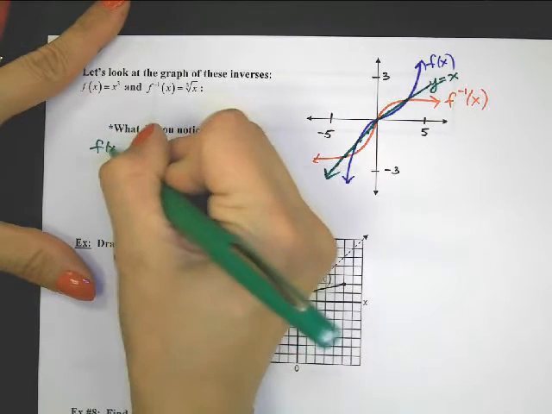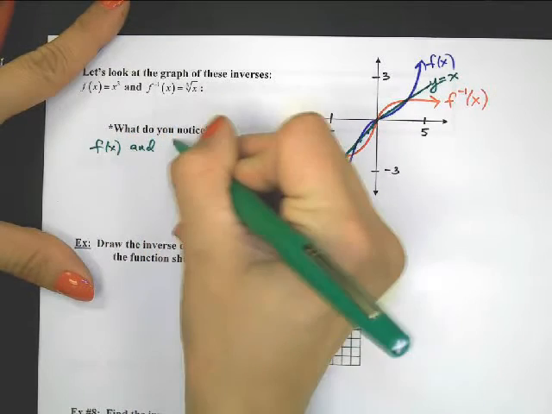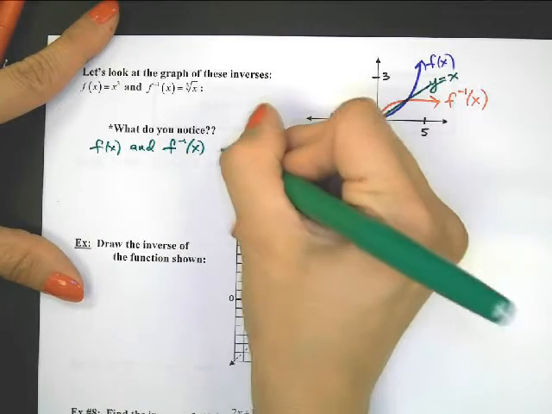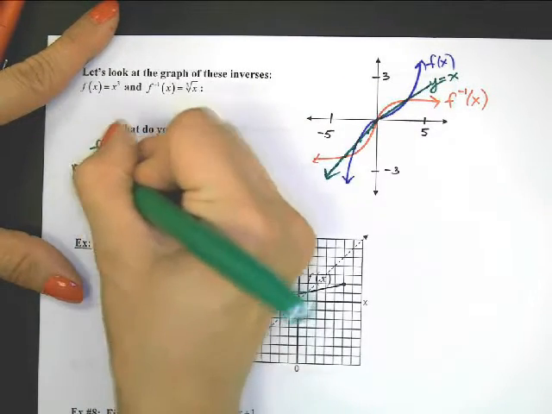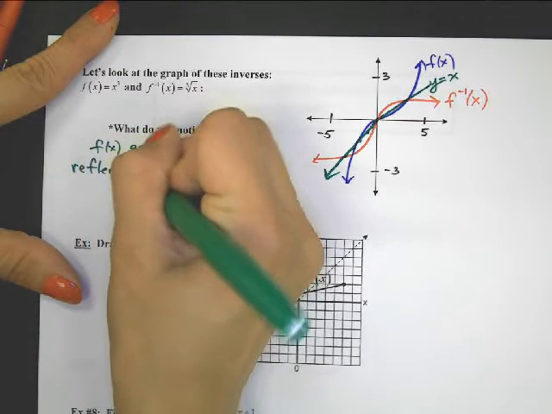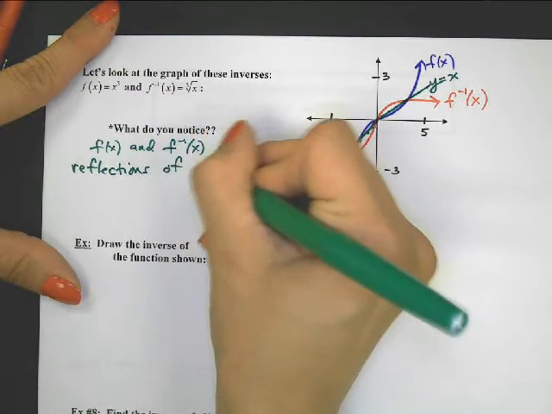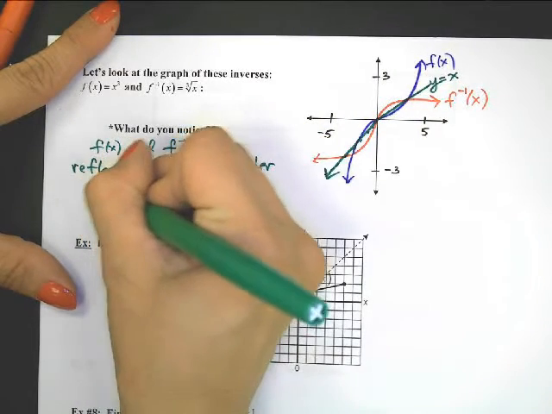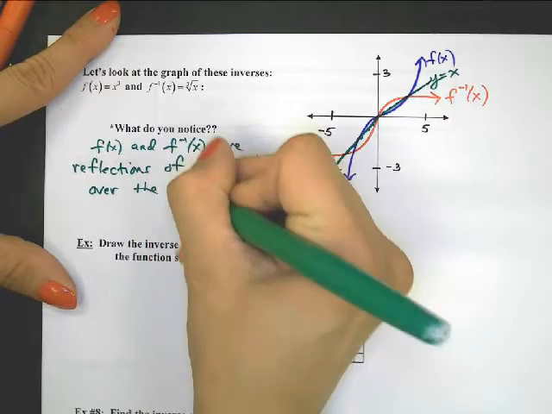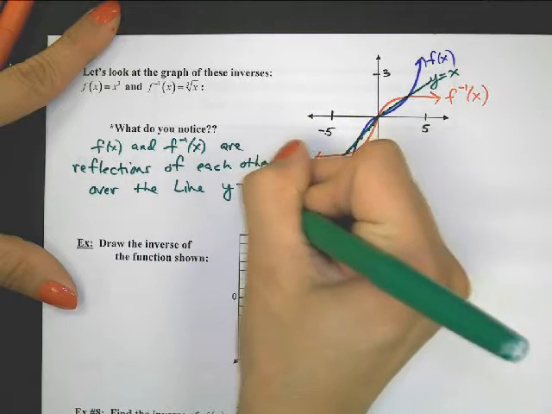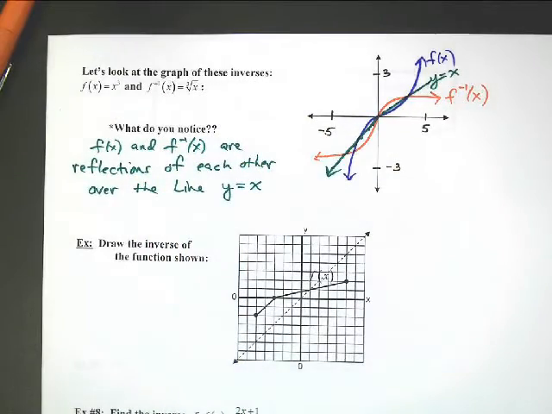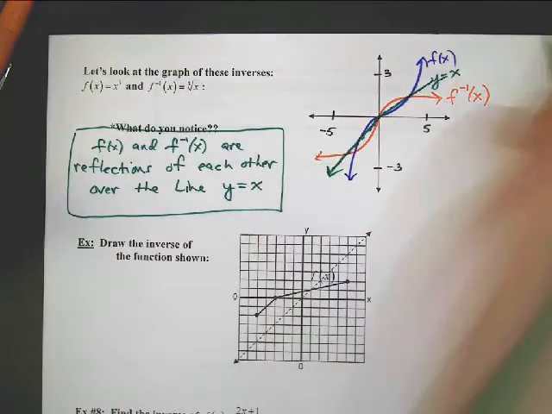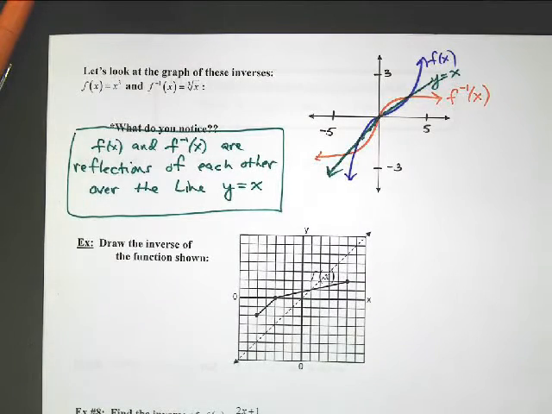Let's officially notice this. What do you notice? F of x and f inverse, those two graphs, are reflections of each other over a special line, over the line y equals x. F of x and f inverse are reflections of each other over the line y equals x.